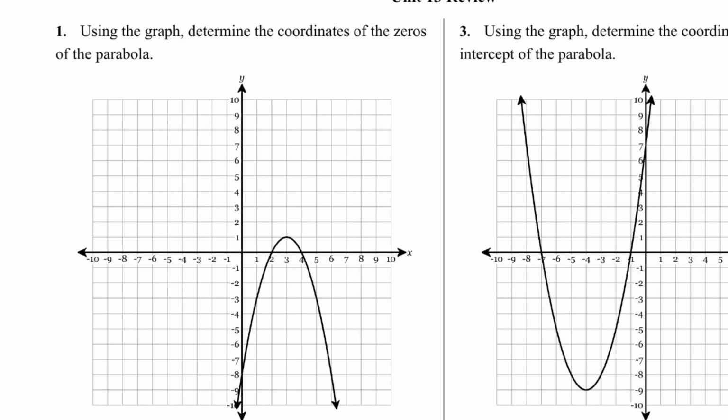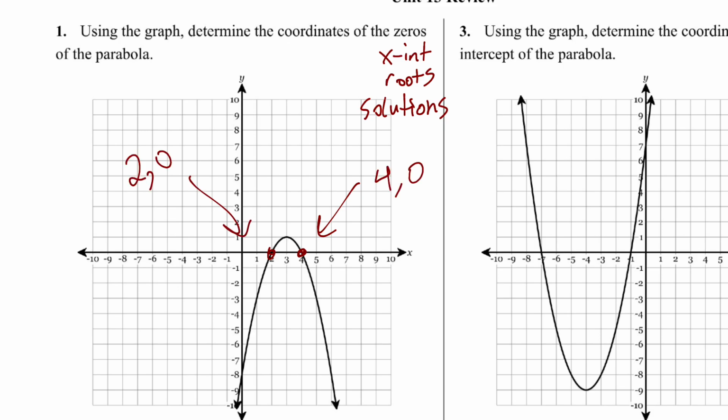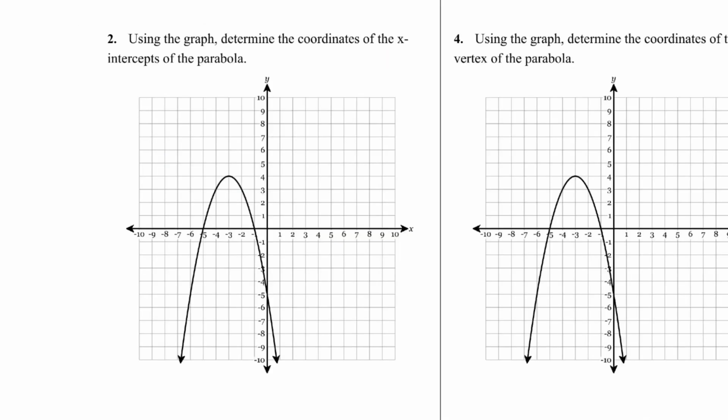Number 1, using the graph, determine the coordinates of the zeros of the parabola. So zeros means the same thing as x-intercept or roots, or less common but still possible solutions. And that represents these dots right here. So that is the coordinate for 0 or the coordinate to 0. You might see it listed as the roots being 2 and 4, or that the zeros are (2, 0) and (4, 0). X-intercepts are the same thing. That's where it crosses the x-axis. This is at (-5, 0) and at (-1, 0).